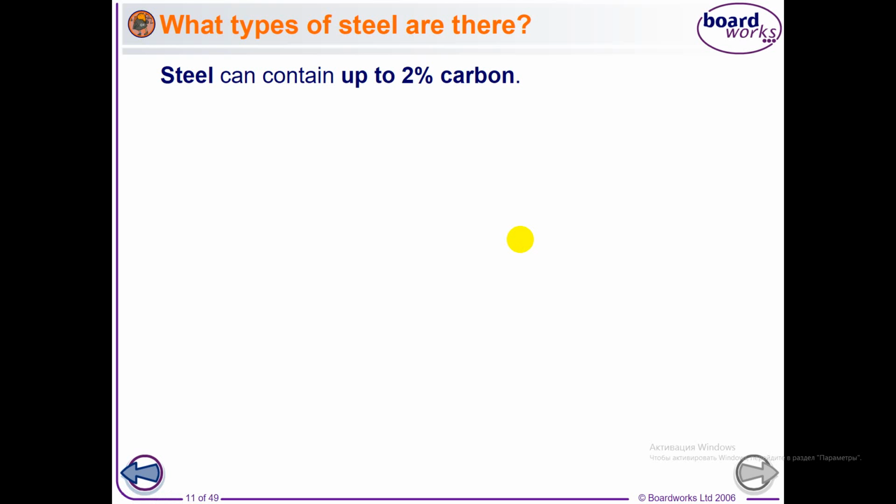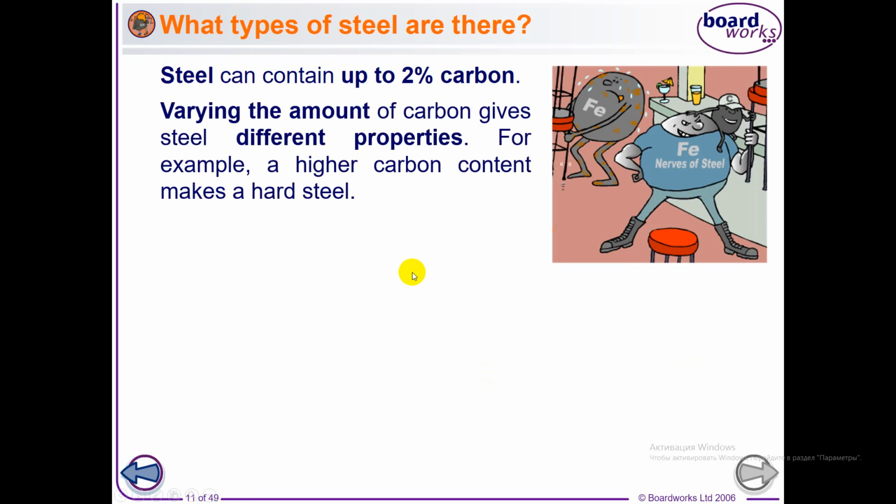Let's continue the lecture on metals and what types of steels there are. Steel can contain up to 2% carbon. We already know that, and varying the amount of carbon gives steel different properties. For example, a higher carbon content makes a hard steel.